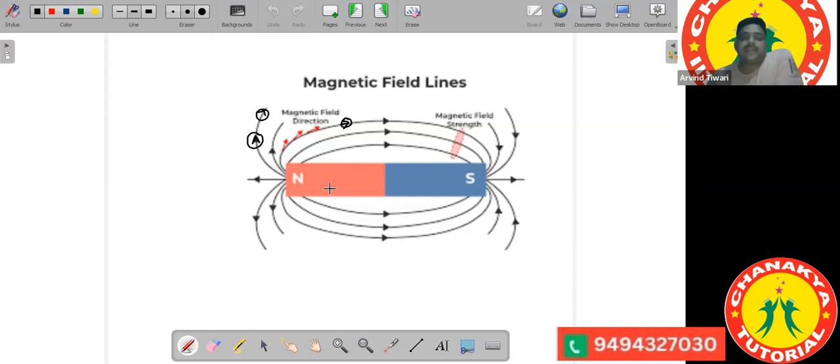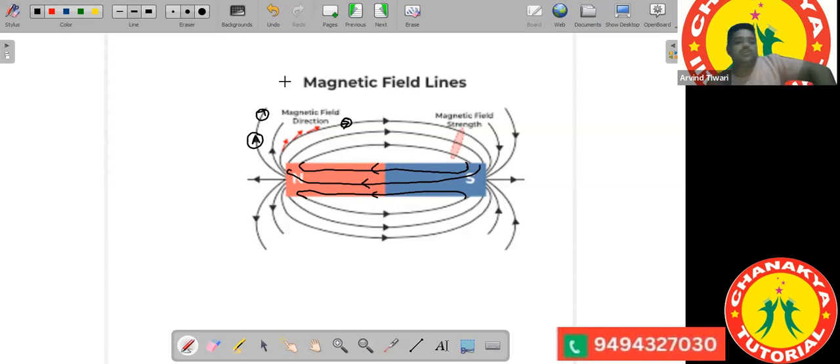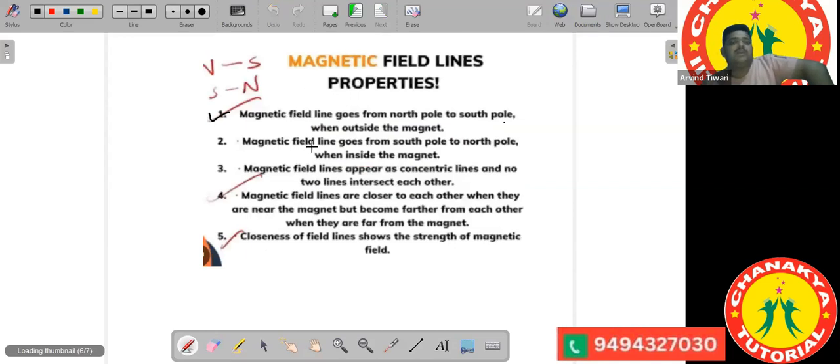And inside the magnet, the field lines move from south pole to the north pole like this. They continue moving from south pole to north pole. So the magnetic field lines form closed loops. Outside the magnet, they are moving from north pole to south pole, but inside the magnet, they are moving from south pole to north pole.